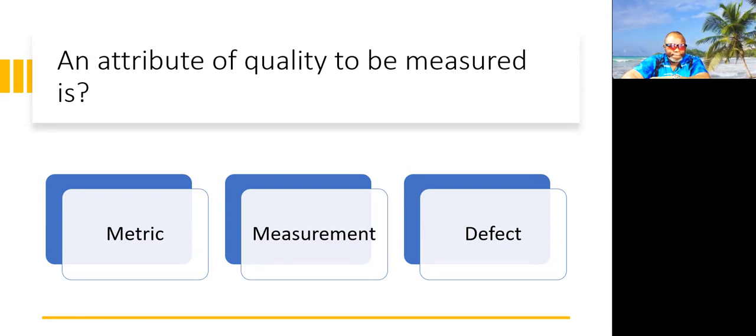Here we go. An attribute of quality to be measured is what? 3, 2, 1. The answer, it's not measurement. That's not an attribute. That's an actual thing you measure. And it's not defect. That's a thing. The attribute, the best word is metric. The metric is an attribute that you measure.